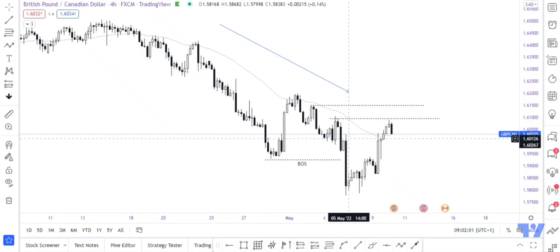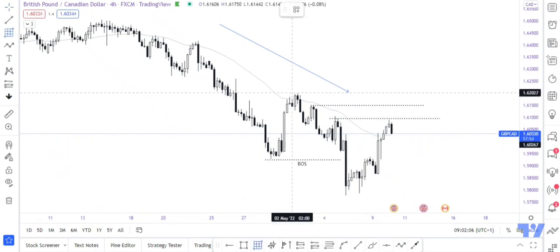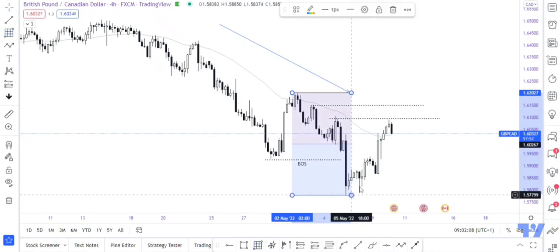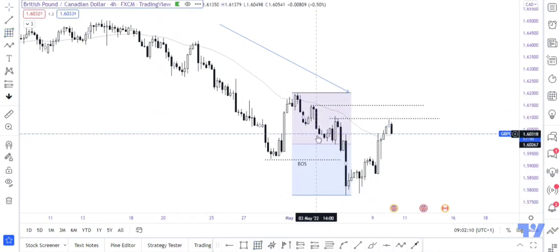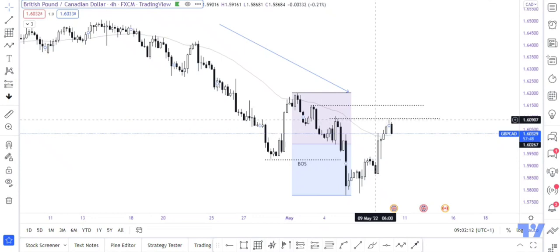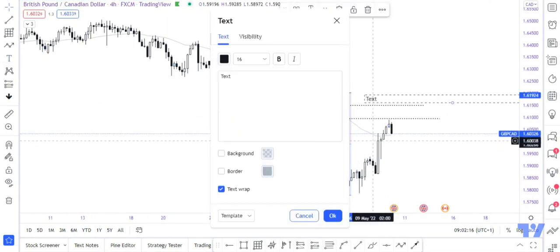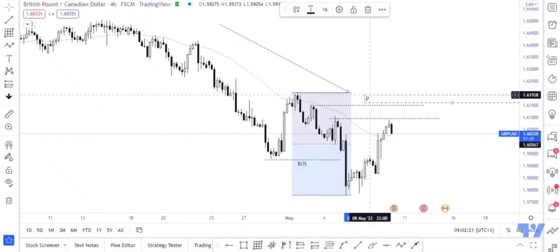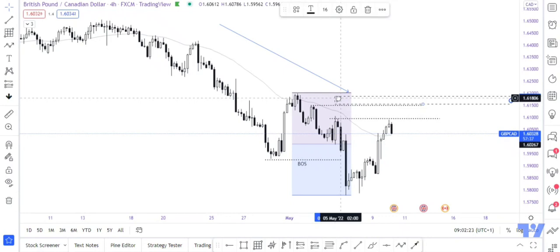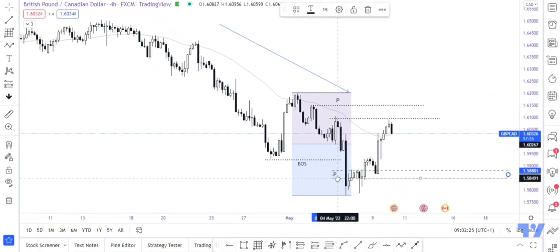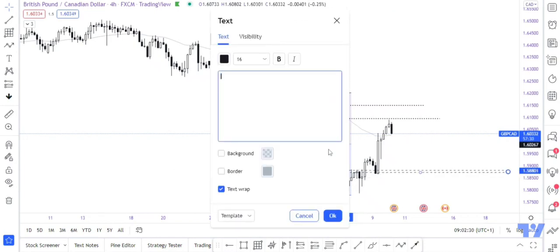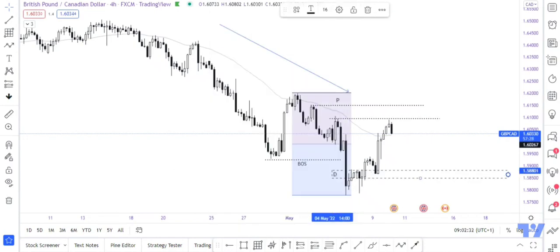So what I do is I use the Gann box tool, and I take the tool from this high to this low. And now what we have is the premium and the discount. Let me just write it out. P would identify as premium, which is a high price, and D would identify as discount, which is a low price.